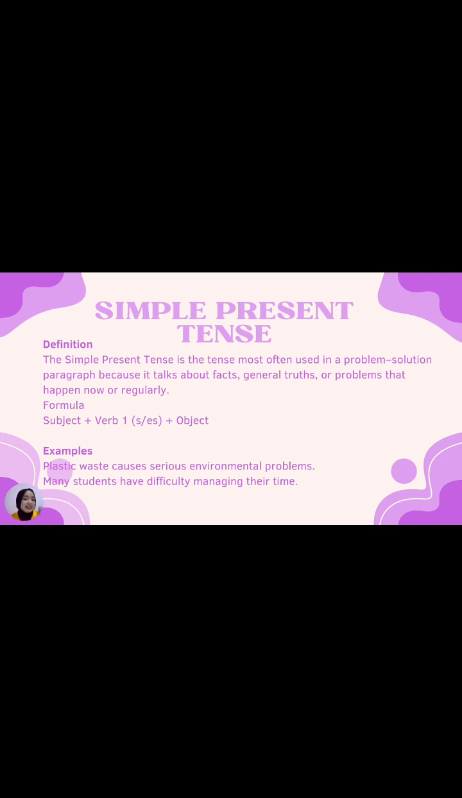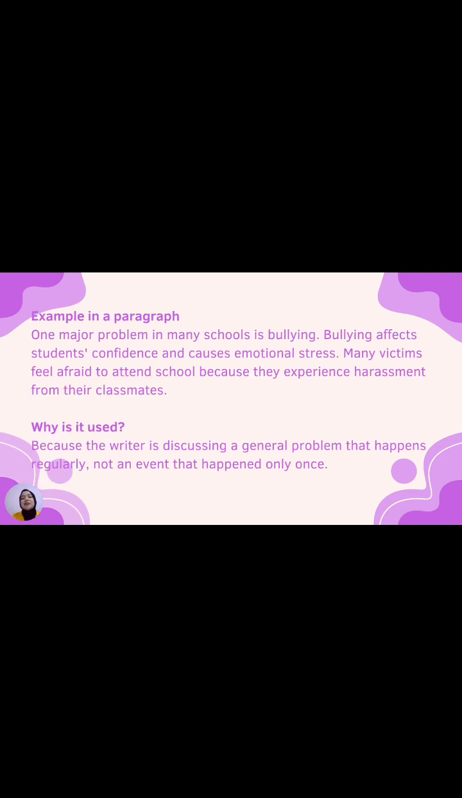The formula is subject plus verb one plus object. Don't forget, for the subjects he, she, it, we add s or es. Alright? And this is an example: Plastic waste causes serious environmental problems. Many students have difficulty managing their time. Okay, this is an example in a paragraph.